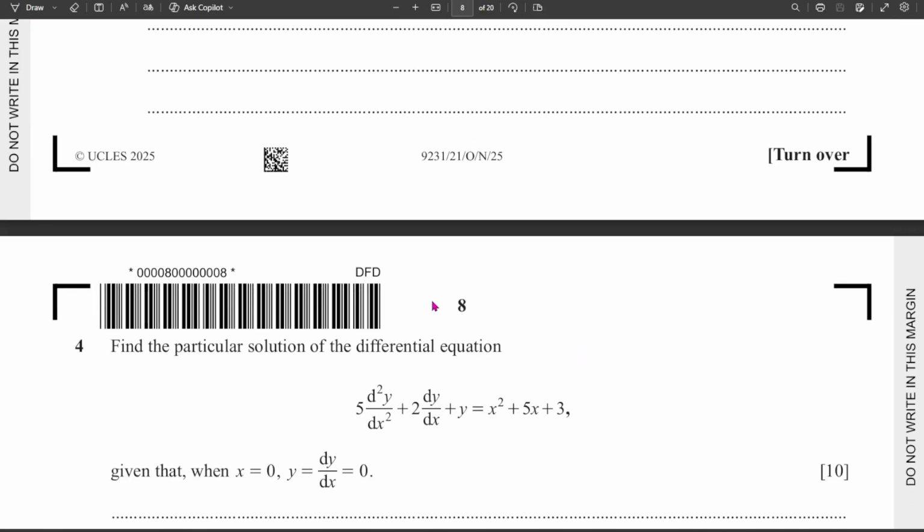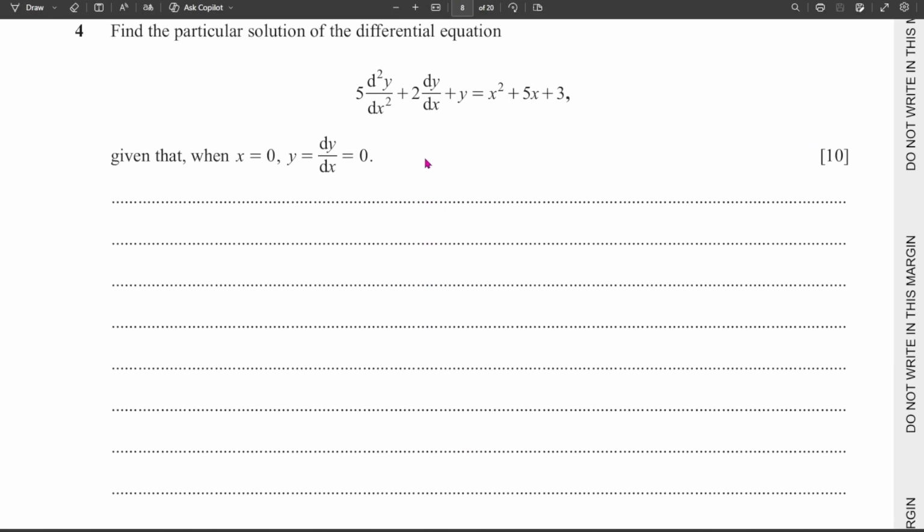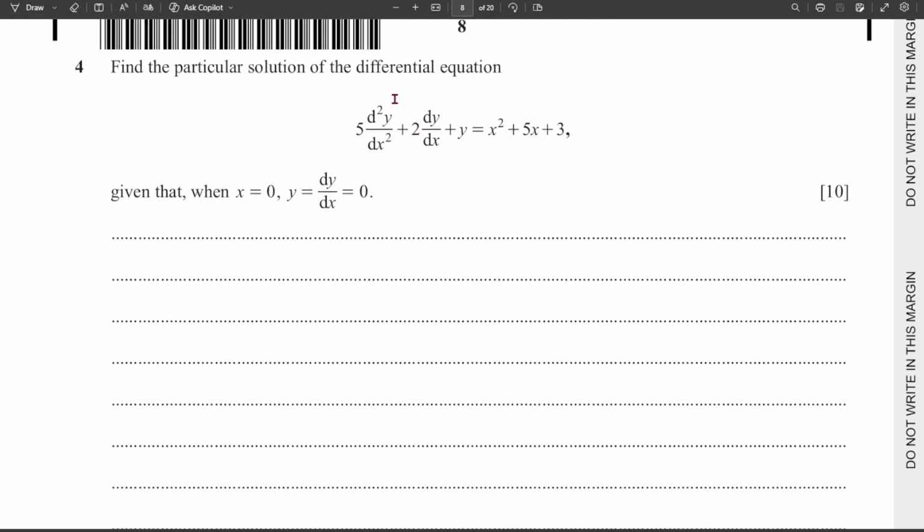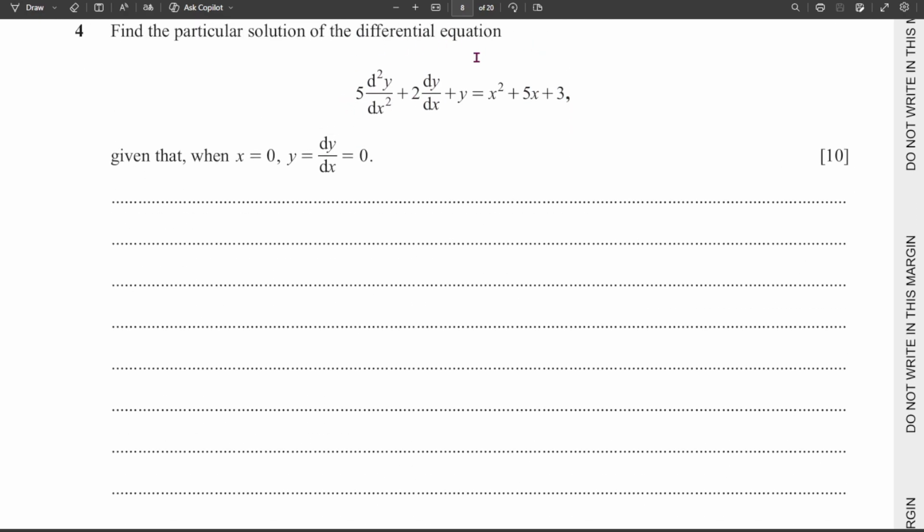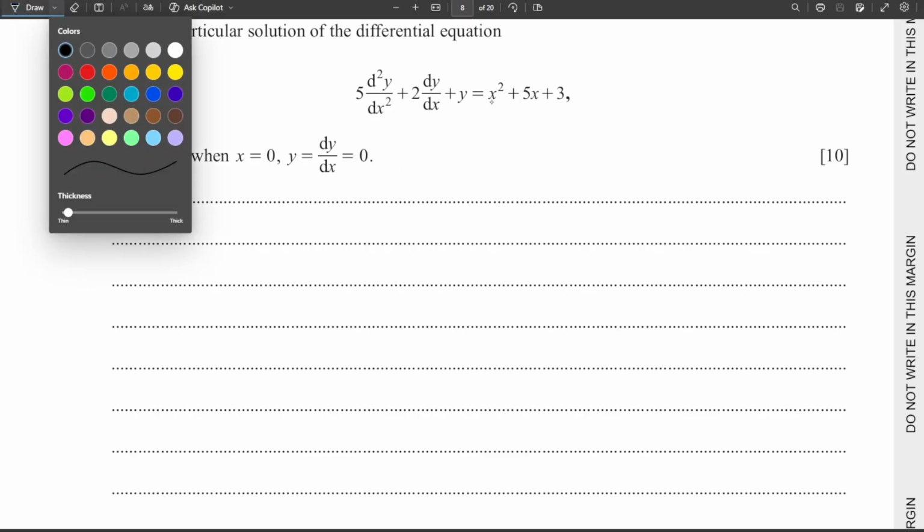Question 4. The question presents us with a second order differential equation which is not homogeneous. If it's homogeneous, it will equal 0. If it's not homogeneous, there will be a function on the right hand side. So, as you have been taught, the solution to this non-homogeneous second order ODE will have two parts to it.